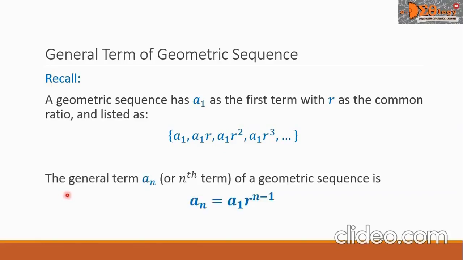To generalize, the general term, or the nth term, of a geometric sequence is this: a sub n equals a sub 1 times r raised to the power n minus 1. In this formula, we need the first term and the common ratio. Take note that this n in the power is the same as the subscript of a.